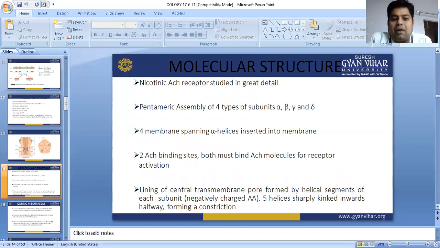Two acetylcholine binding sites. Both must be occupied by acetylcholine for receptor activation, and they line the central membrane pore, which is formed by a helical segment of each subunit. The negatively charged receptors and helices sharply invert halfway and form the constriction.